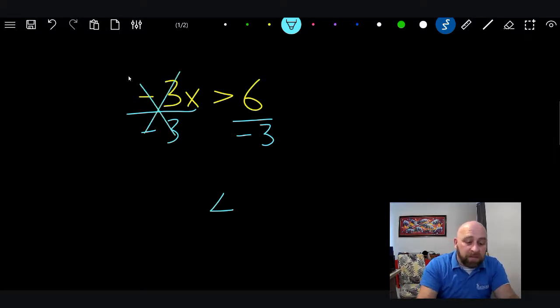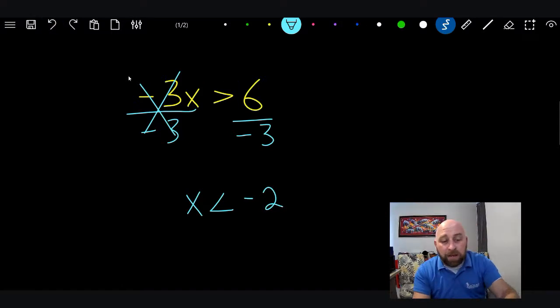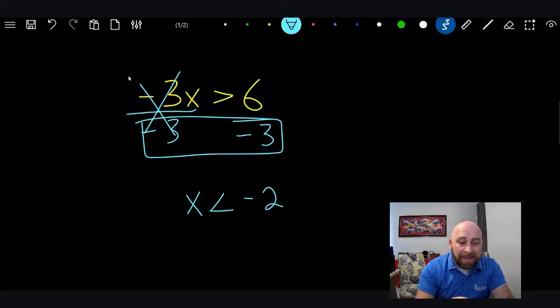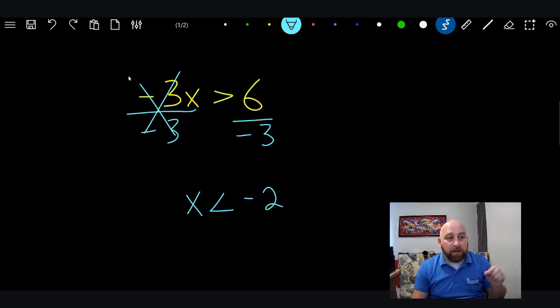Well, obviously this is going to cancel, and we're now going to get x is less than negative 2. X is less than negative 2. You say, well, wait a second, we had a greater than, and we had to flip it because, why? Because we are dividing by a negative number. When you divide or multiply by a negative number, you have to flip that sign. That's really the only trick to this lesson. Everything else in this lesson, we're going to do exactly the same as we've been doing it. The only thing we have to do a little differently is flip the sign.